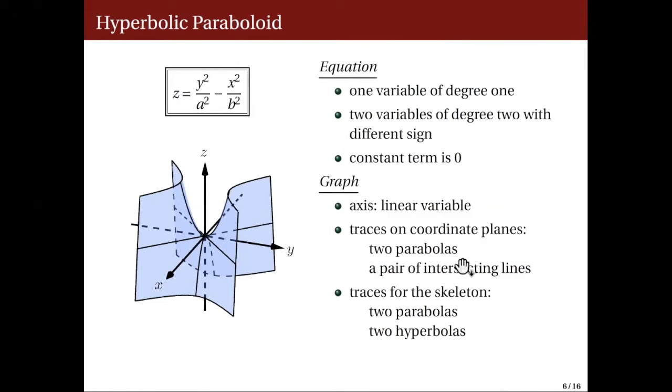For the traces necessary for the skeleton of the hyperbolic paraboloid, aside from these three traces on the coordinate planes, we have to cut it by a plane above the xy plane and another plane below the xy plane. The intersection with a plane above the xy plane is this hyperbola, and the intersection below the xy plane is another hyperbola. Basically, we need two parabolas and two hyperbolas. We also cut it on the sides using planes perpendicular to the y-axis.